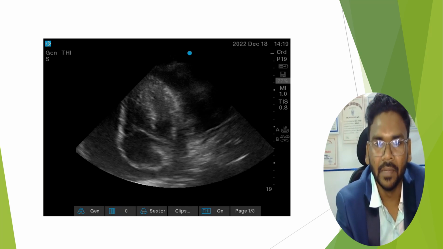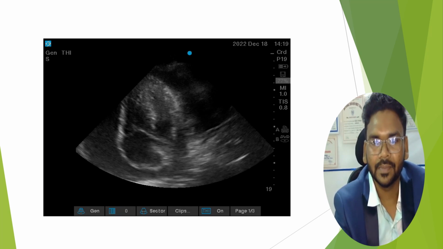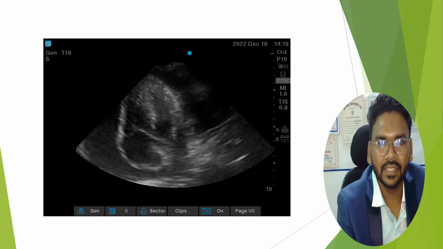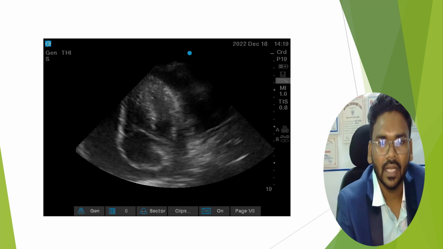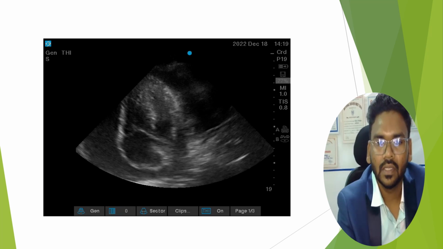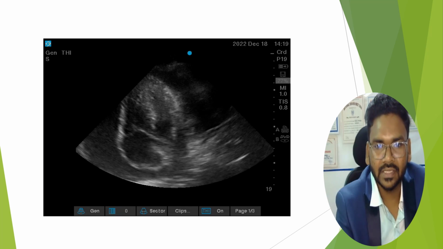On the basis of the amount of fluid, we divide it into three categories: small, medium, and large pericardial effusion. If fluid is less than 1 centimeter, that is small. If it is between 1 to 2 centimeters, that is medium, and more than 2 centimeters, that is large pericardial effusion.